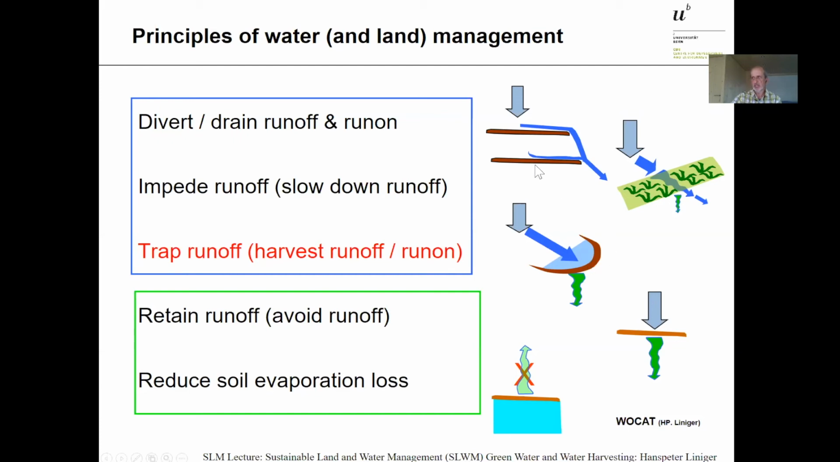You have these basic principles. You can divert it, get the extra water away. You can impede it, slow it down, or you can trap it. These parts we will look at next time. I'm now looking at water harvesting.